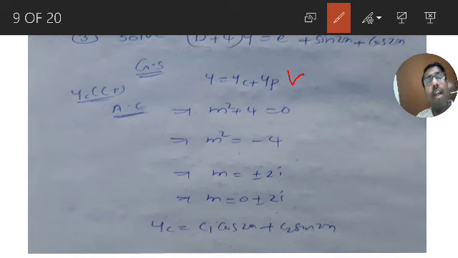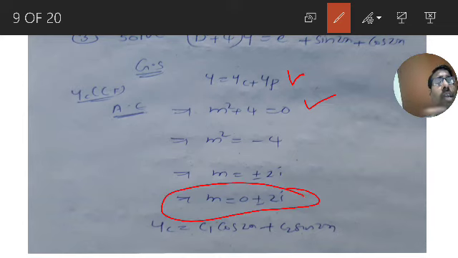Now first of all find yc, the complementary function. Complementary function means the general solution of the corresponding homogeneous differential equation. Take the right hand side 0 and write the auxiliary equation. What is the auxiliary equation? m square plus 4 is equal to 0, that is m square is equal to minus 4, that is m is equal to plus or minus 2i, that is m is equal to 0 plus or minus 2i.